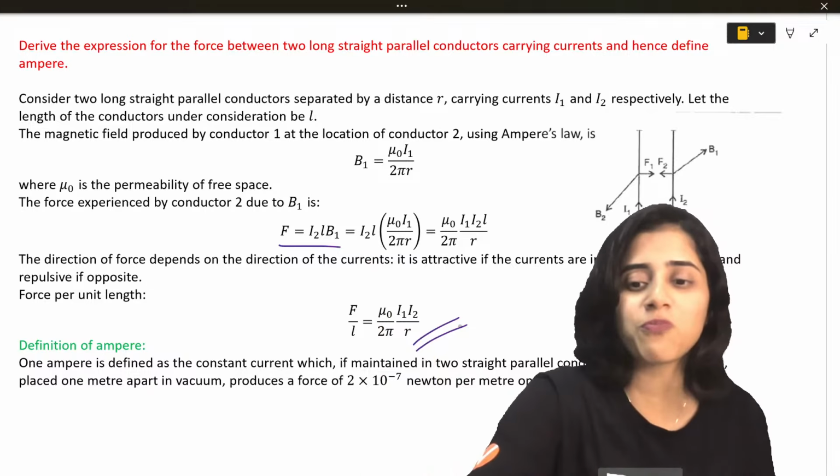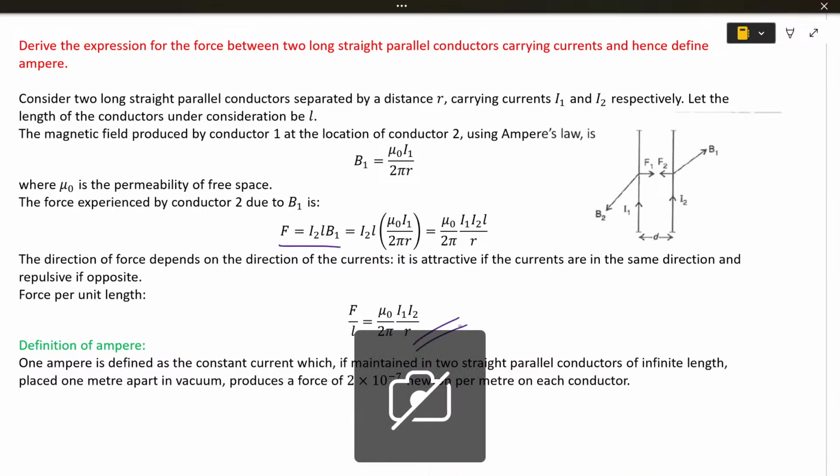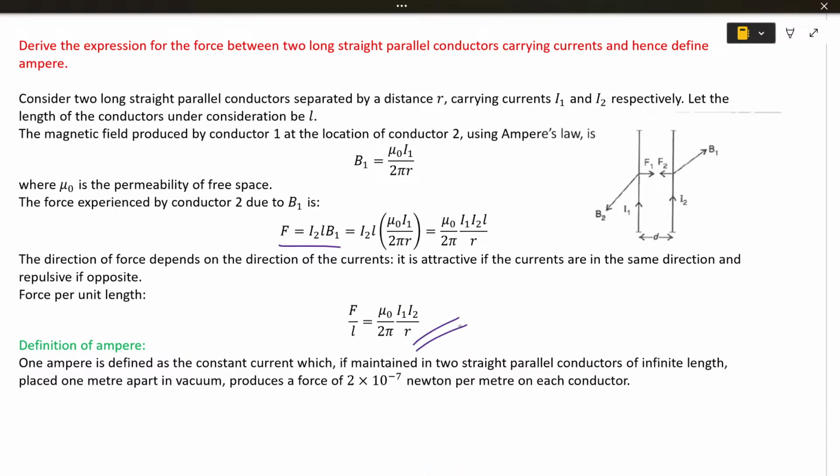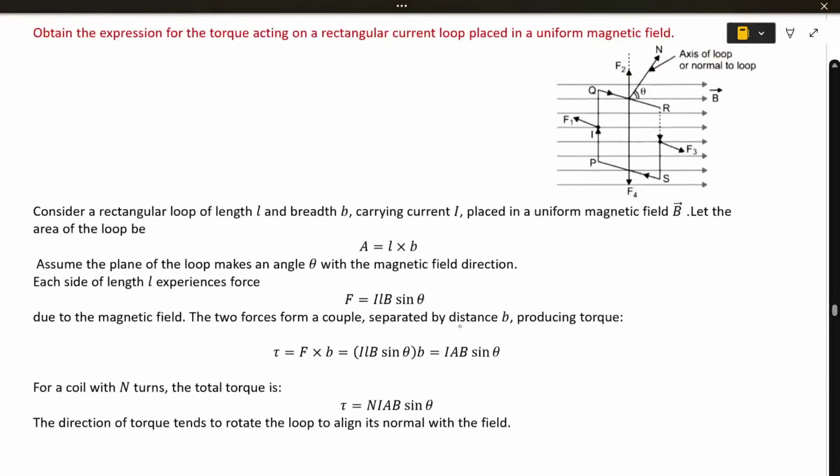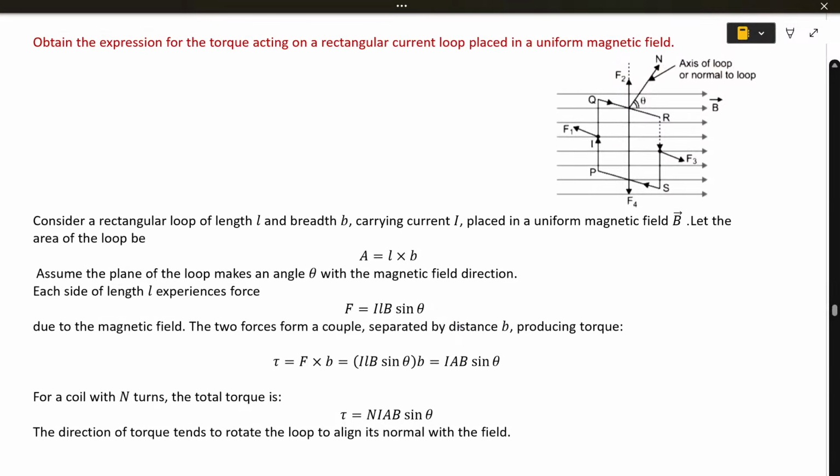I will remove my face from the screen once again so you can see the whole derivation. So the definition of ampere also you get it from here. Alright. Okay, good to go. Shall we move on to the next question? Okay, next question. Obtain the expression for torque acting on a rectangular current loop placed in a uniform magnetic field.